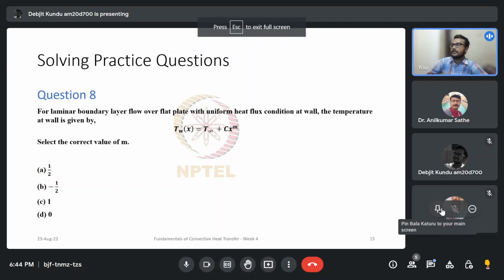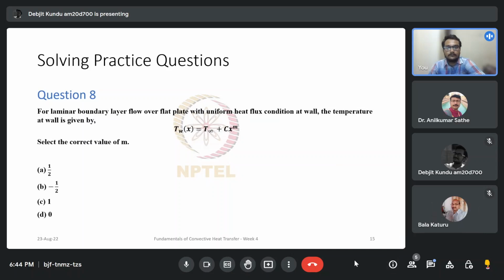Moving on to question number 8. For laminar boundary layer flow over a flat plate with uniform heat flux condition at wall. If this is the condition, we are saying that instead of a uniform temperature, the heat flux from the wall, q dot double prime at wall, is some constant, uniform heat flux.